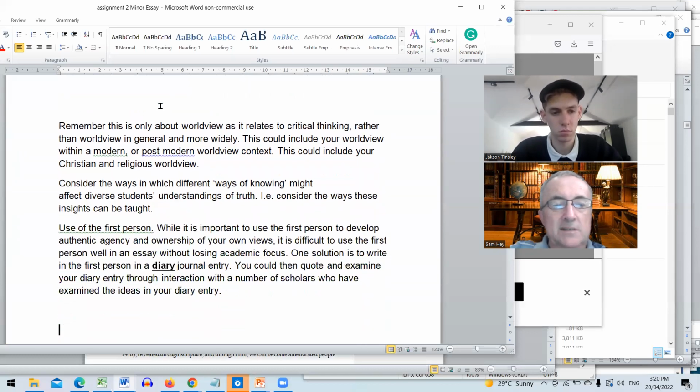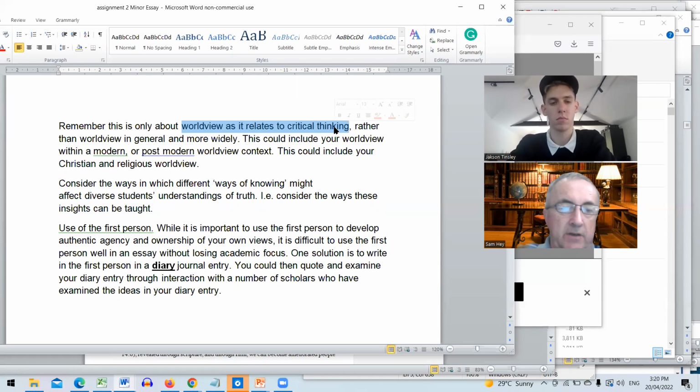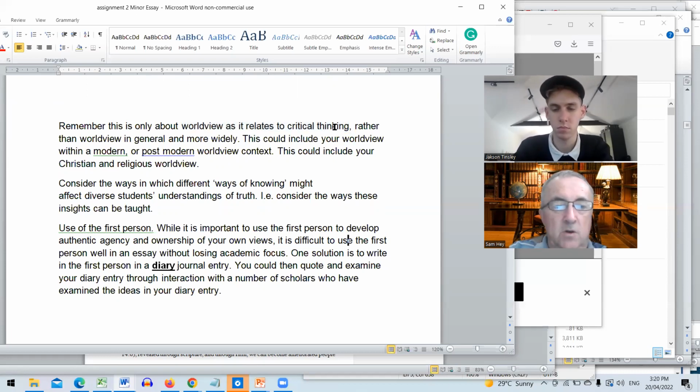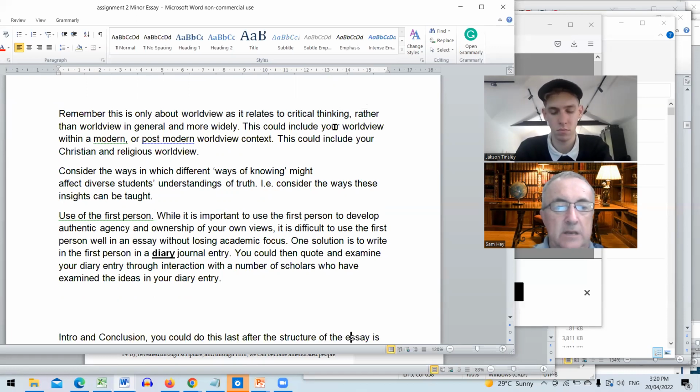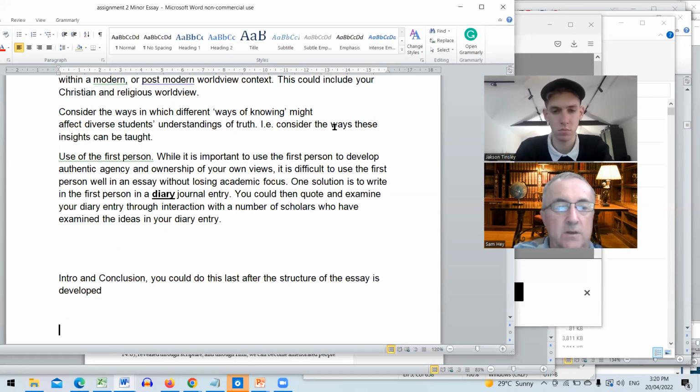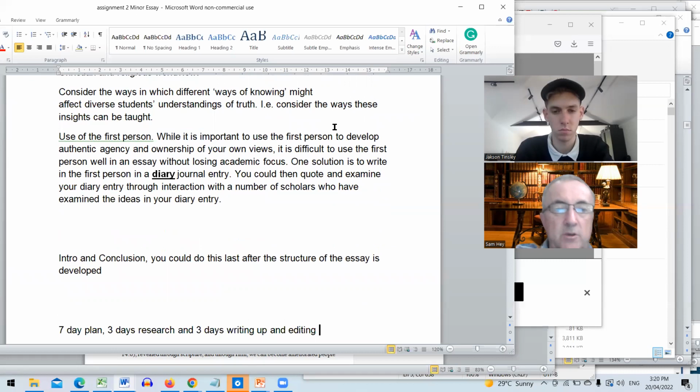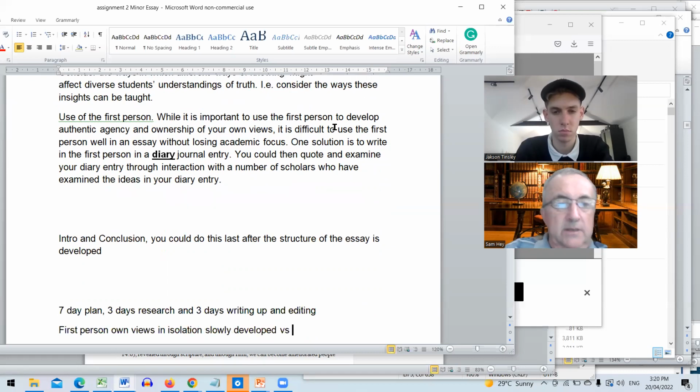So remember, this isn't about worldview in general. It's about worldview that relates to critical thinking, worldview that relates to teaching your subject area in the years that are coming up, and what could go wrong where we misread and don't know fully what's going on, and what can go right when we can use scholarly disciplines like psychology, sociology, literary studies, science studies, math studies to better understand the way we think critically.